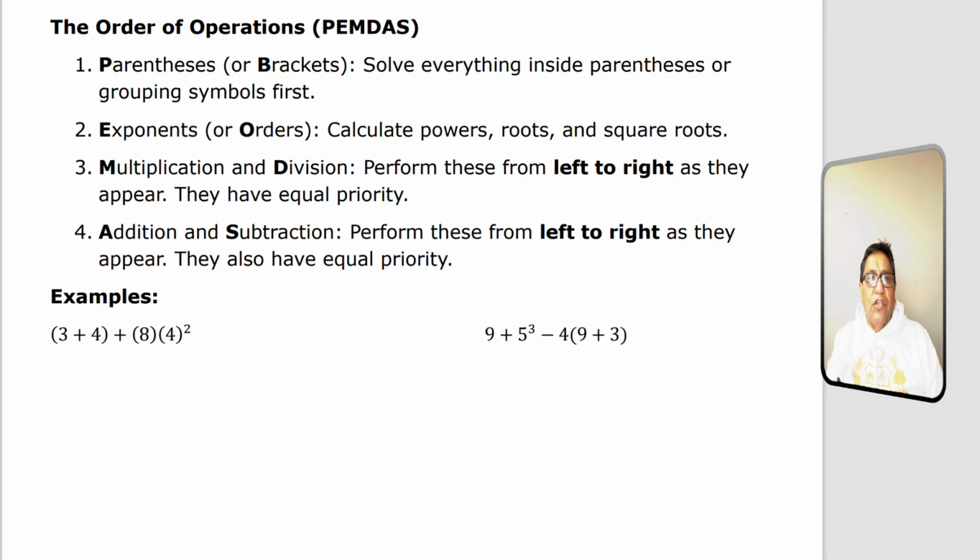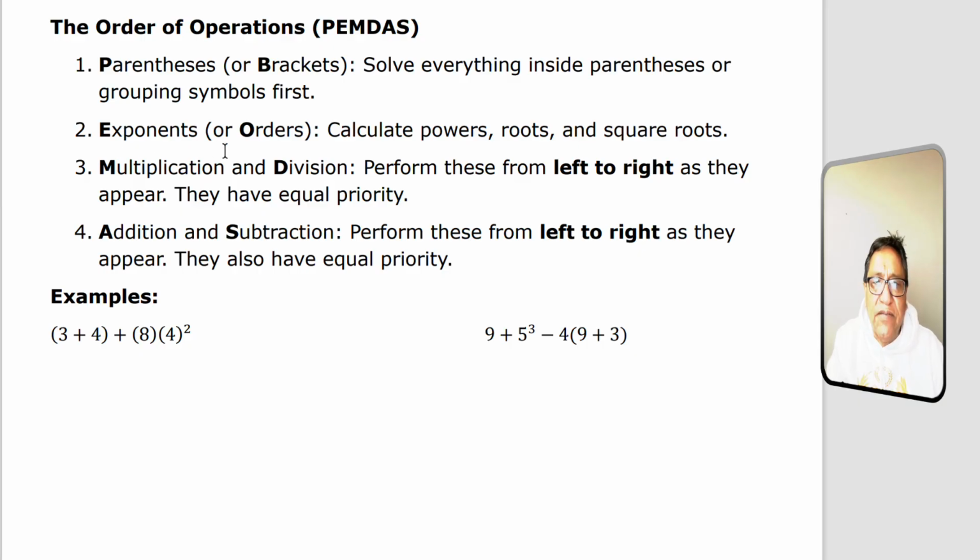Well, today we will review the order of operations. In order to apply it, we need to follow this order, which we call PEMDAS, where P stands for parentheses, or groupings, or brackets. It means that we have to solve whatever's inside the parentheses first.